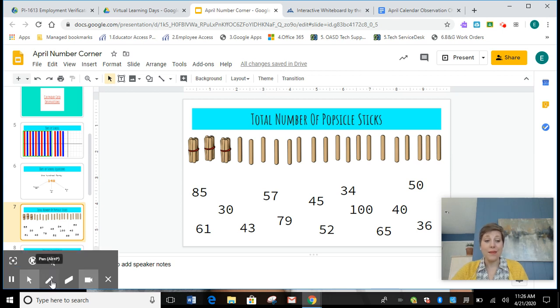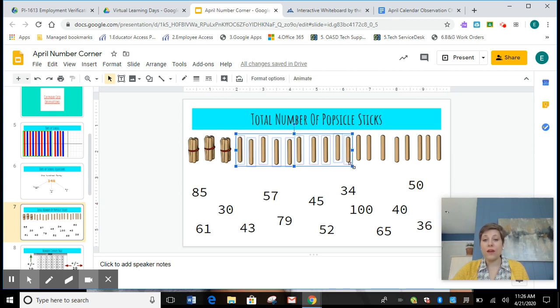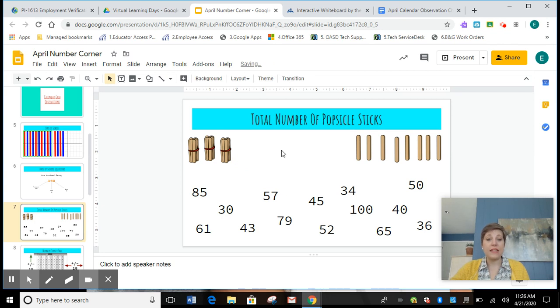You're right. We can make a group of 10. Can you count these individual sticks with me as I do that? 1, 2, 3, 4, 5, 6, 7, 8, 9, 10. Right there, we have a group of 10. So I'm going to make a trade. I'm going to take those loose sticks away, and I'm going to add another group of 10 instead.